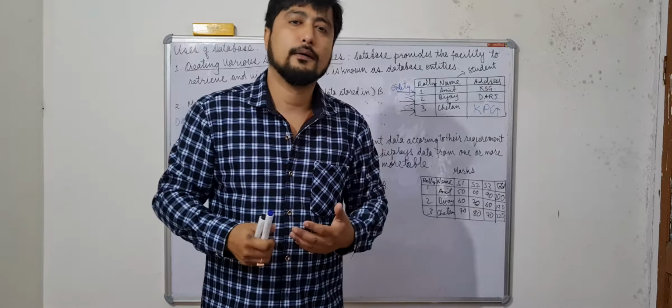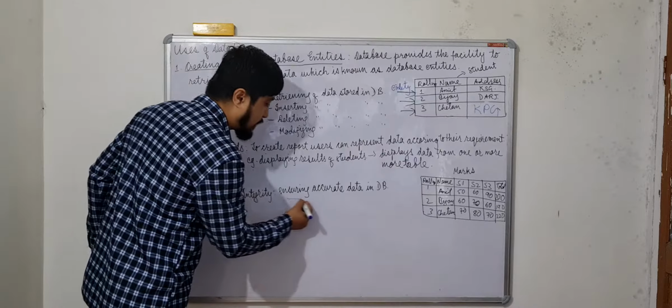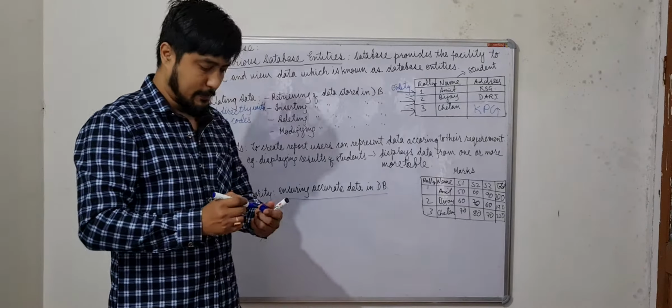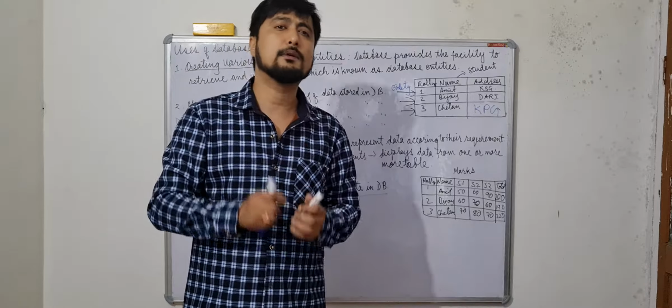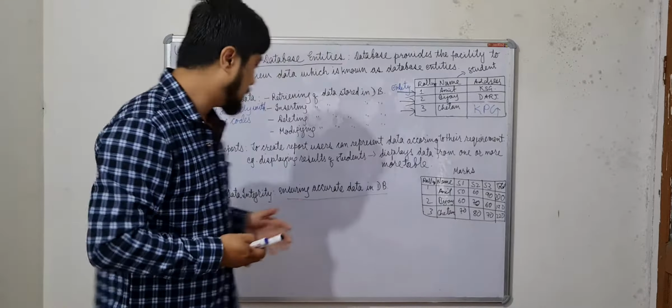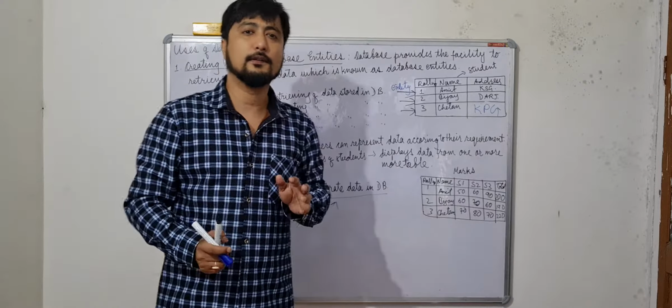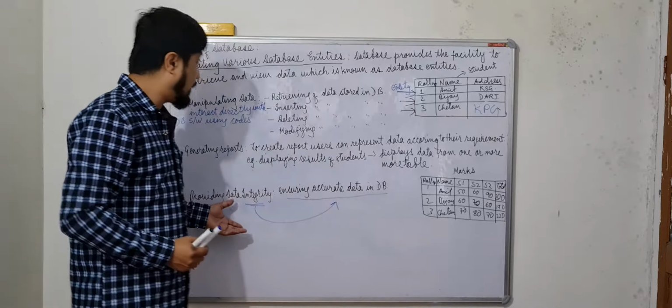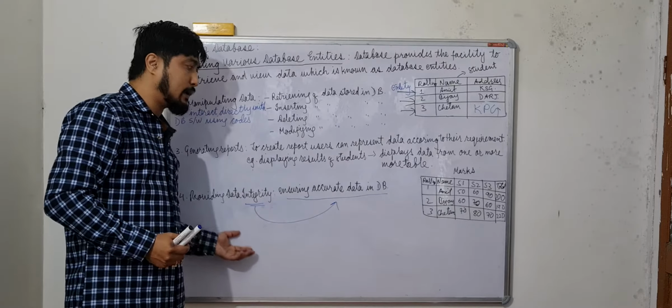Now next is providing data integrity. Providing data integrity means ensuring accurate data in the database. This is one of the most important uses of the database. Integrity means accurate data. This is one of the very useful parts of the database.